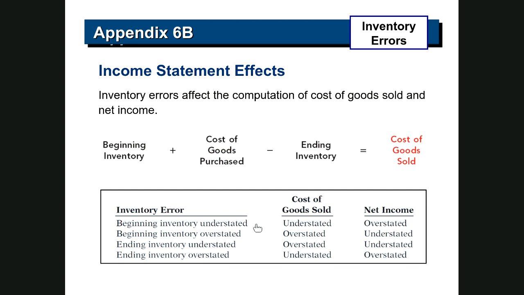The first one says beginning inventory is understated. It is supposed to be 1,000, so the beginning inventory is by mistake shown as 800. And the purchases remain the same. What will be the cost of goods sold? Do the math. 2,800 minus 1,500 is 1,300. So it is understated.